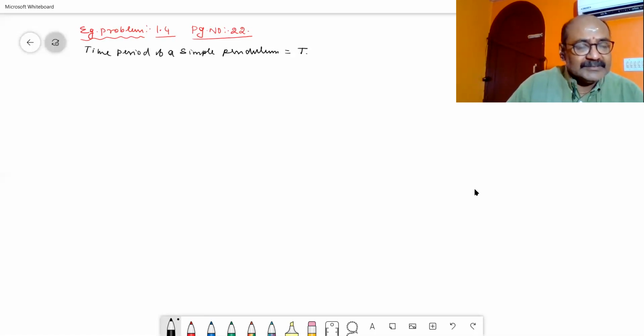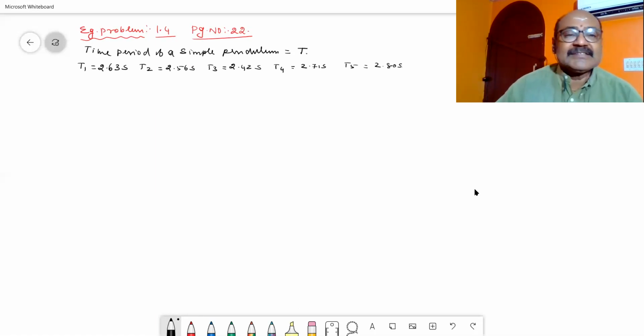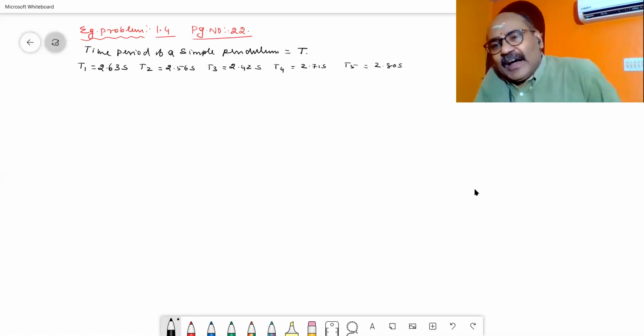What are the readings made? The first reading T1 is equal to 2.63 seconds. Then T2 is given as 2.56 seconds. Then T3 is given as 2.42 seconds. Let us consider T4, taken to be 2.71 seconds. And T5 is given as 2.80 seconds. Like this, they have given 5 readings. These 5 are taken to be the measured values or the observed values.